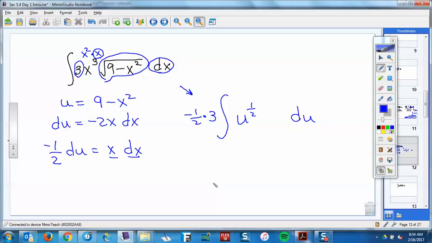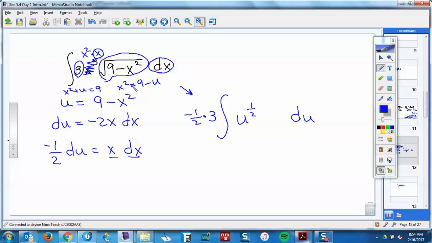See what I've done? And this is where the circling kind of comes in handy. So I took my x cubed and I rewrote it as x squared times x. And so now I got an x dx that's a negative 1/2 du. And I got this x squared left. Well, what's x squared equal to? I think it's 9 minus u. If I add the x squared over, I would get that. And then I subtract the u. So x squared would be 9 minus u.